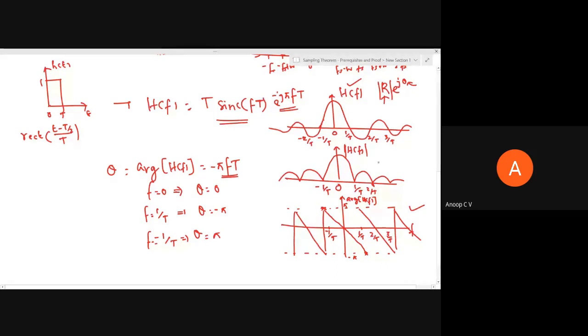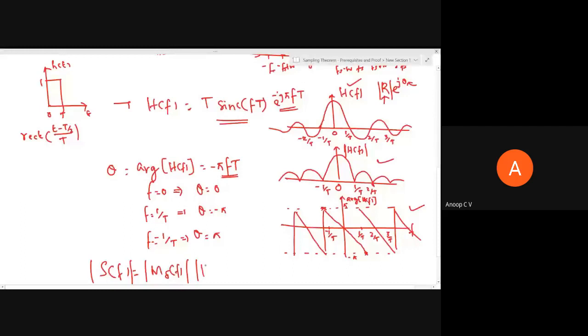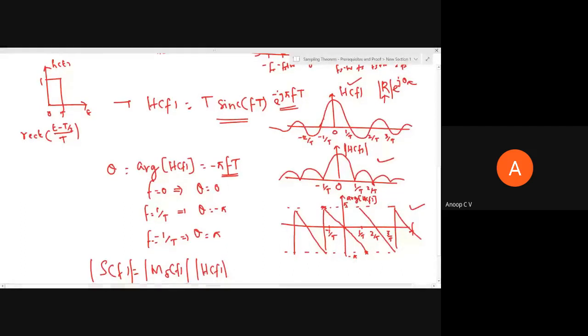So we are interested in this magnitude response, magnitude response of h of f. These things we got. So now we know the mode of s of f will be mode of m delta of f times mode of h of f. So we can simply multiply those.